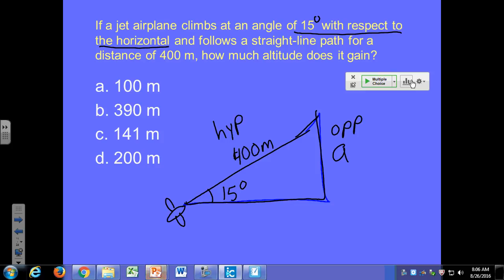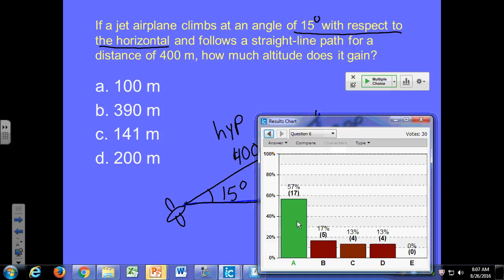So which trig function am I going to use? Sine. So I say the sine of 15 equals a over 400. And that is equal to, what's 400 times sine of 15? It was about 100 meters, so many of you got that.